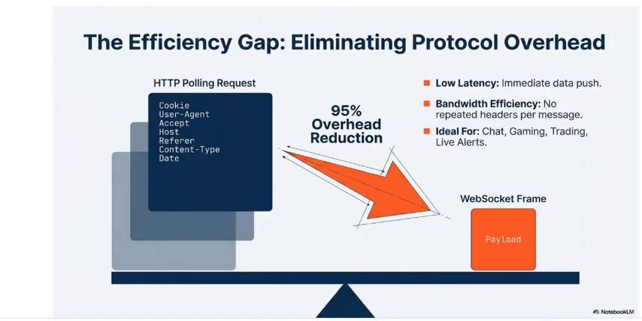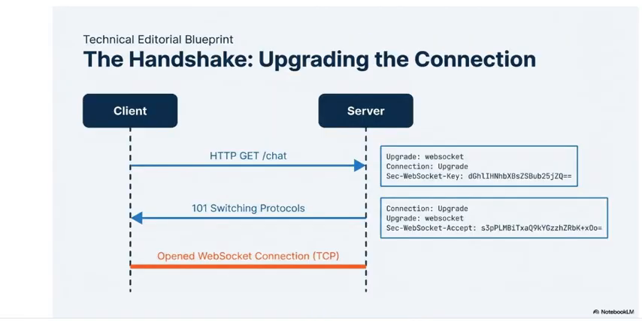But here's the catch. The entire web infrastructure, routers, firewalls, you name it, is built for HTTP. You can't just invent a brand new protocol and expect it to work. Which is where the handshake comes in. I love this idea. It's basically a Trojan horse. That is a perfect way to describe it. To start a WebSocket connection, you first have to pretend you're a normal HTTP request.